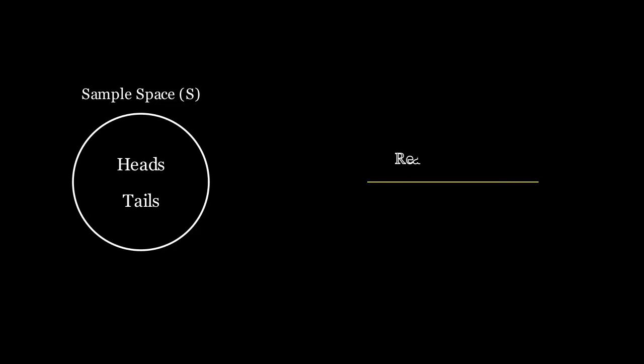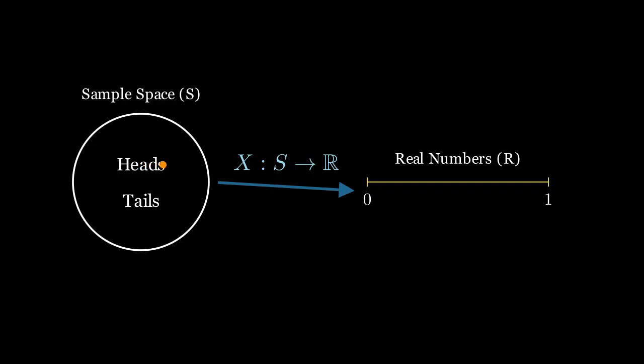A random variable, usually denoted by a capital letter like X, is a function that assigns a numerical value to each of these outcomes. For example, we can say X equals 1 if it's heads and X equals 0 if it's tails. This mathematical mapping allows us to perform calculations, find averages, and predict future trends. Formally, we define it as X mapping from S to R.